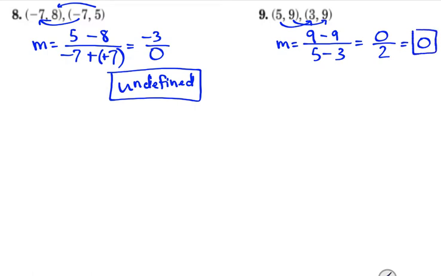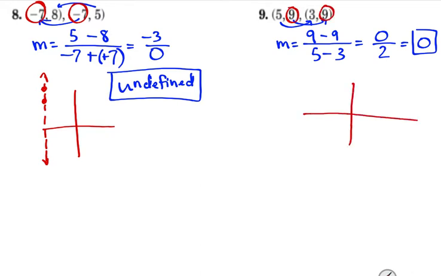So a couple special things here. It looks like if the x's are the same, it's undefined, and this would actually kind of make sense. These two points are straight up and down from each other at (-7, 5) and (-7, 8). If both of the y's are the same, we get a horizontal line. So (5, 9) and (3, 9) would give us a horizontal line, and therefore having a slope of 0.